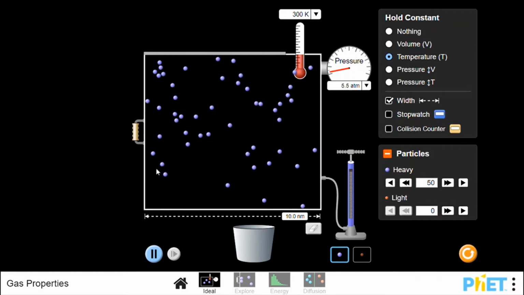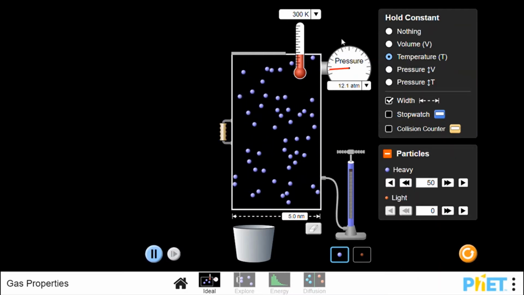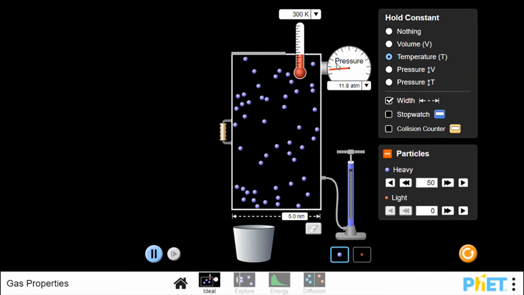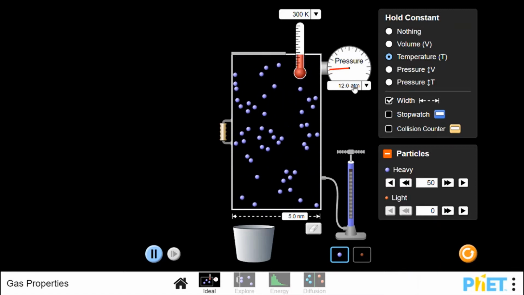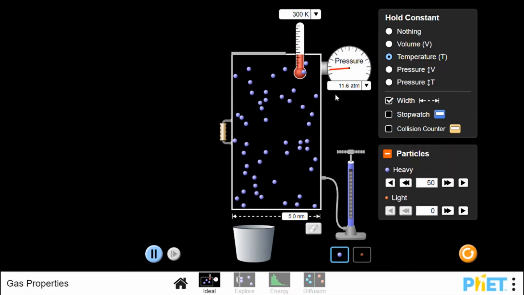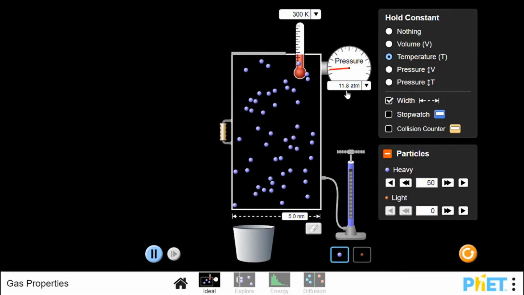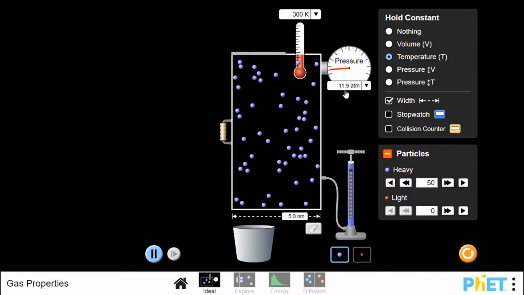Now I will adjust the width to 5 nanometer. Now I can read the pressure here. Since the pressure is always changing, I will take the average between the largest and the smallest one. The largest pressure is 12.1 and the smallest one is 11.2. I will show the data later.